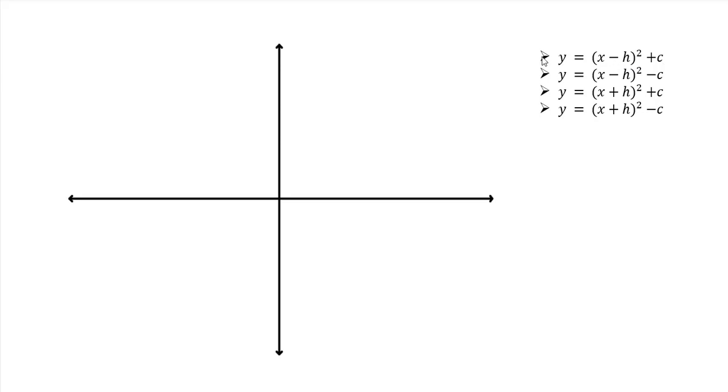So let us see how to plot this first equation, y equals x minus h the whole square plus c. So it has moved h units along the x-axis and c units along the y-axis. So your graph will look like this. And the coordinate of this vertex will now be h comma c. If we take the second equation, we have y equals x minus h the whole square minus c. So again, it has moved h units along the positive direction of the x-axis, but c units along the negative direction of the y-axis.